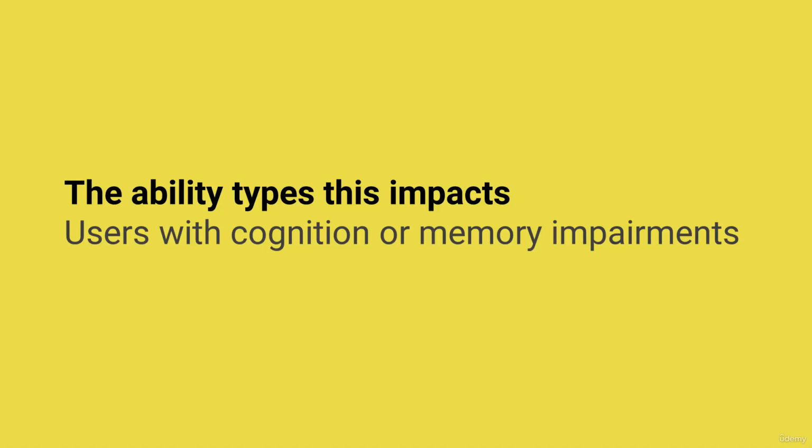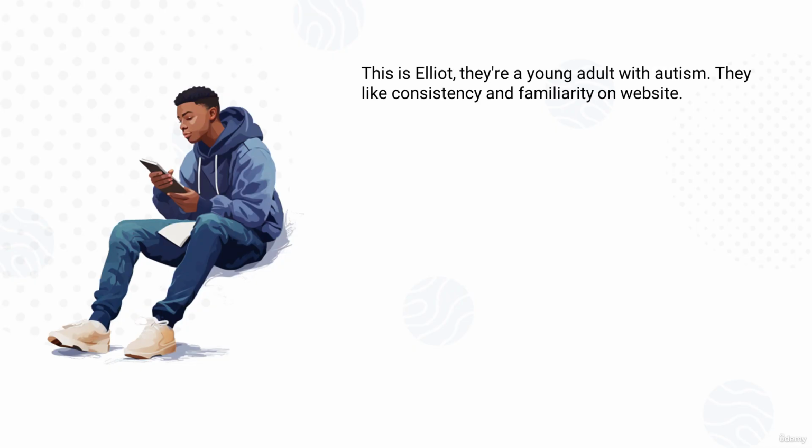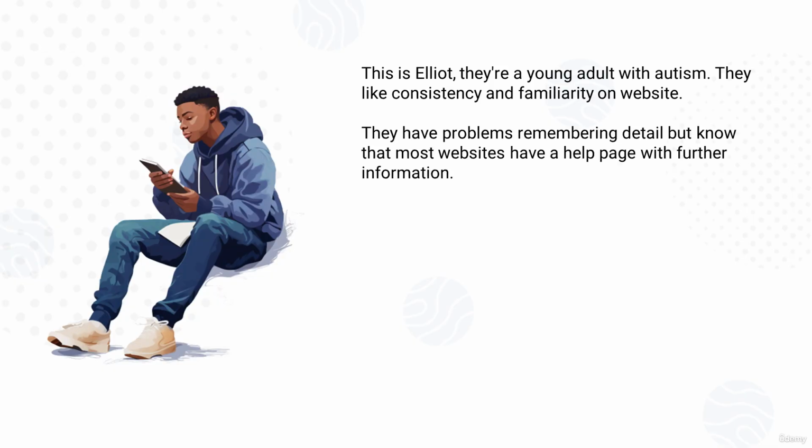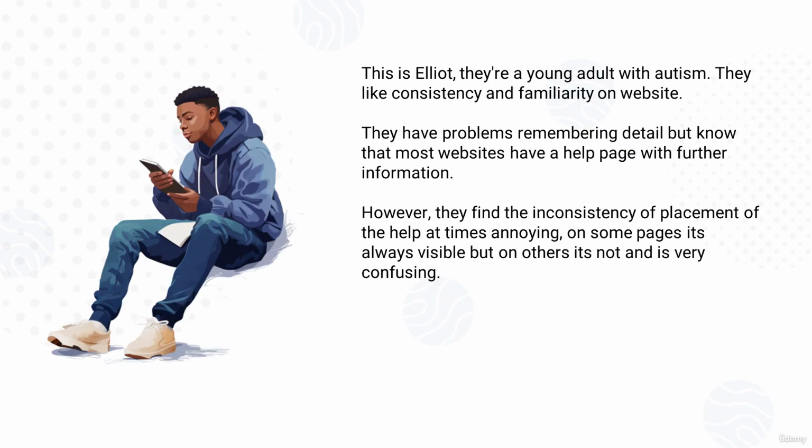So we know the problem the criterion attempts to solve, but what is the impact to a user? This is Elliot. They're a young adult with autism. They like consistency and familiarity on websites. They have problems remembering detail, but know that most websites have a help page with further information. However, they find the inconsistency of placement of the help at times annoying. On some pages it's always visible, but on others it's not and is very confusing.